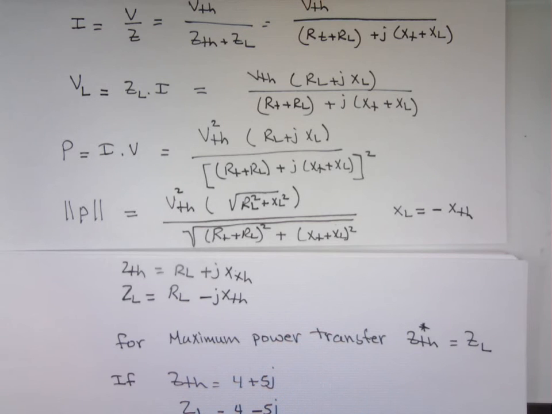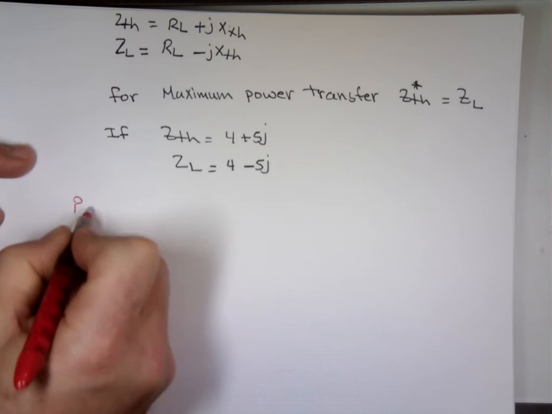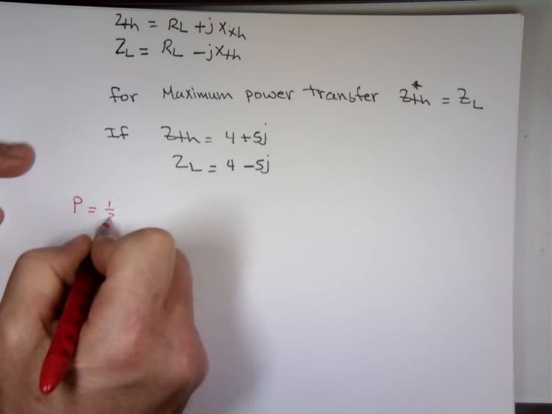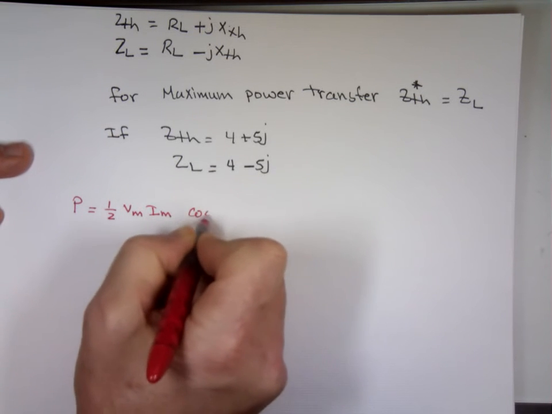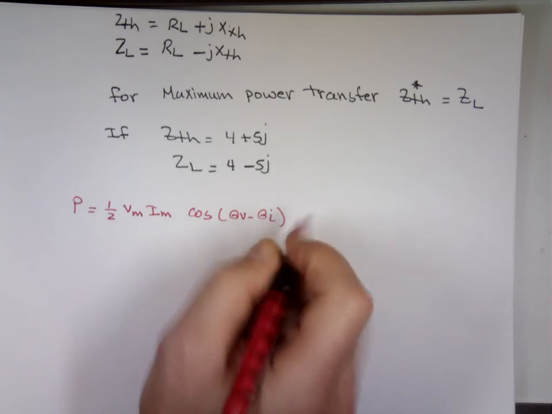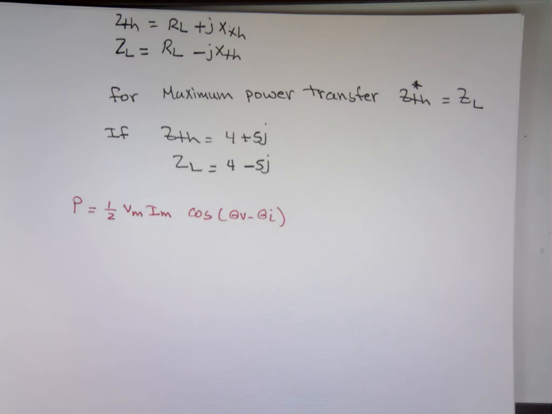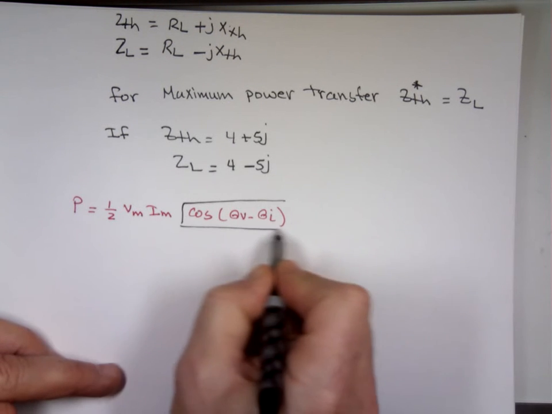The other way, actually, of looking at why you have the maximum power, I thought of it just now. What did we say, for example, the average power? Let's go to average power. P average. What was it? 1/2 V max, I max, cosine what? Theta V minus theta I, right? What is the largest value this can have? What is the largest possible value this can have?